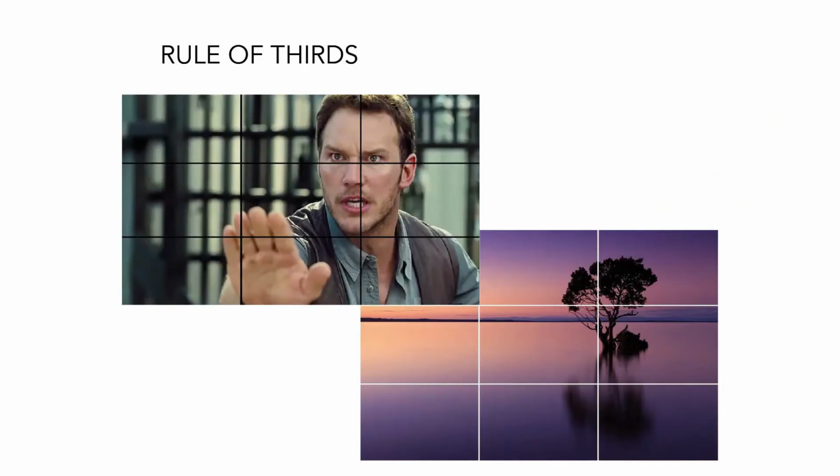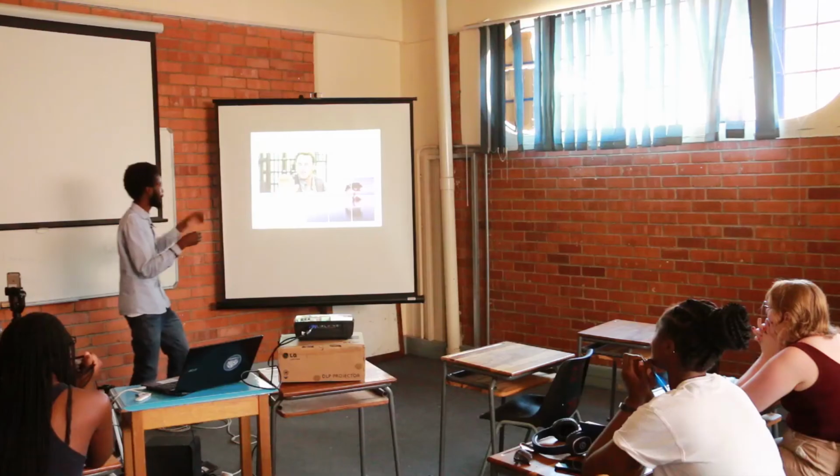Rule of thirds. I don't know if you've ever seen these type of lines on cameras. If you look at a camera, you usually find horizontal and vertical lines. Apparently, when a viewer spots an image or watches a video, these are the points that they first touch when they look at the image.